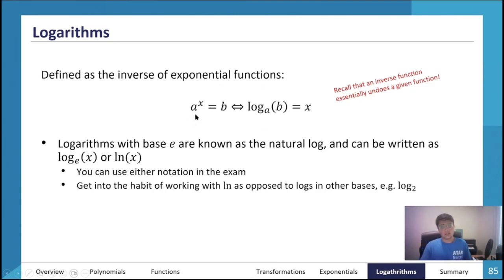So a to the x is equal to b. We're familiar with that. That's an exponential function. What that equivalently means is that the logarithm base a of b, I never know how to say this, but don't worry, you won't be tested on that, is equal to x. So recall that an inverse function essentially undoes a given function.